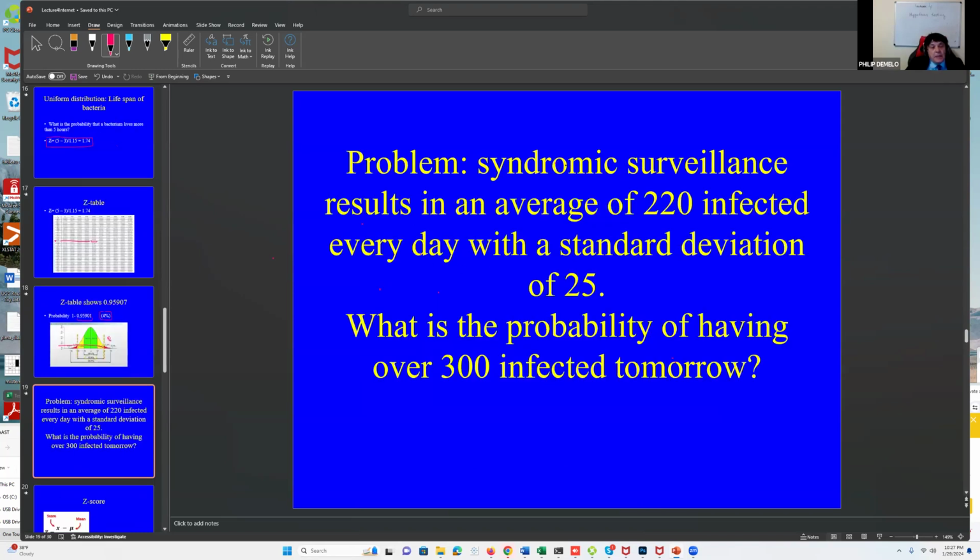Now we take another example. So suppose we have syndromic surveillance, and it results in an average of 220 infected people every day. So suppose you work in a county, and you work for a public health agency. And your supervisor says, you calculate how many people living in our county are infected, and is there a probability we're having 300 infected tomorrow? So it's a big jump.